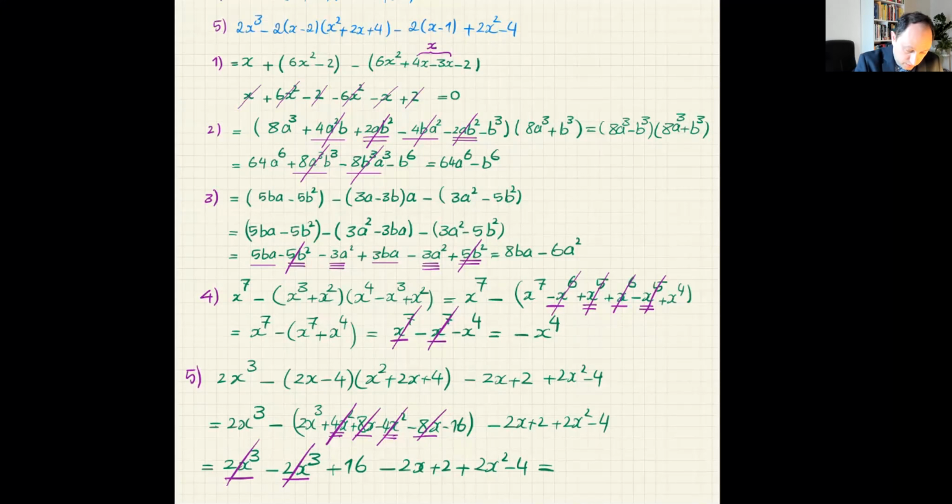I don't see any other similar terms except these numbers, so let me write it in this way. So let me write 2x squared first, then I have minus 2x, then I have some numbers left. Minus 4 plus 2 is minus 2, plus 16 is positive 14. So plus 14, and this cannot be simplified more. Yes? So this is a recap of what we have learned in the previous session.